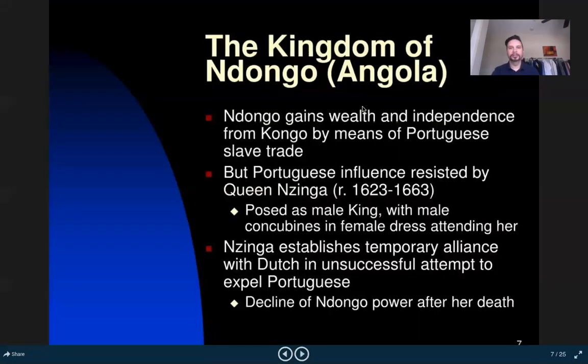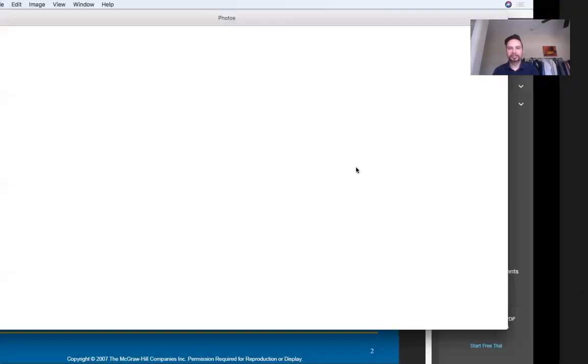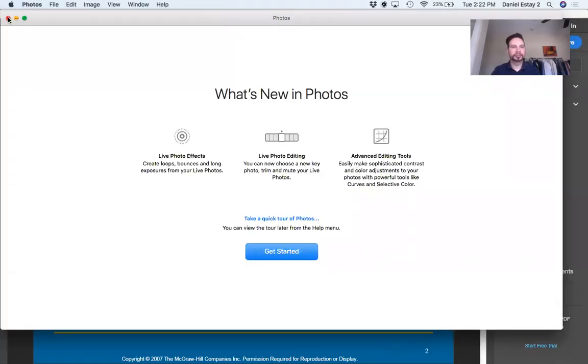Okay. So now we have the kingdom of Ndongo in Angola. And Ndongo gains wealth and independence from Congo by means of the Portuguese slave trade.